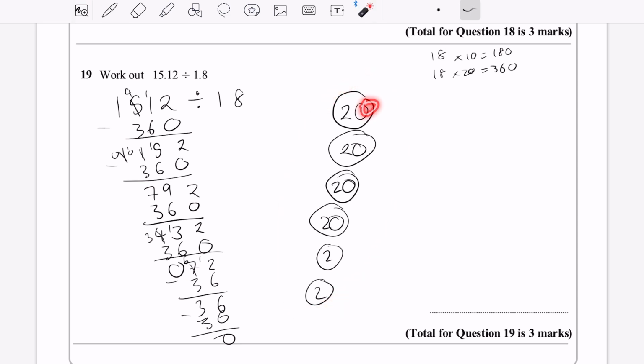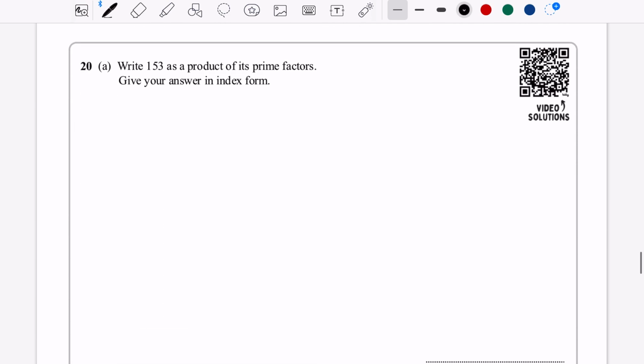So 20, 40, 60, 80, 82, 84. But it's not 84, it's 8.4, because the numbers we were using were actually decimals. That's horrible, I'll be honest. That's not a nice question at all. Moving on. 153 is a product of its prime factors.